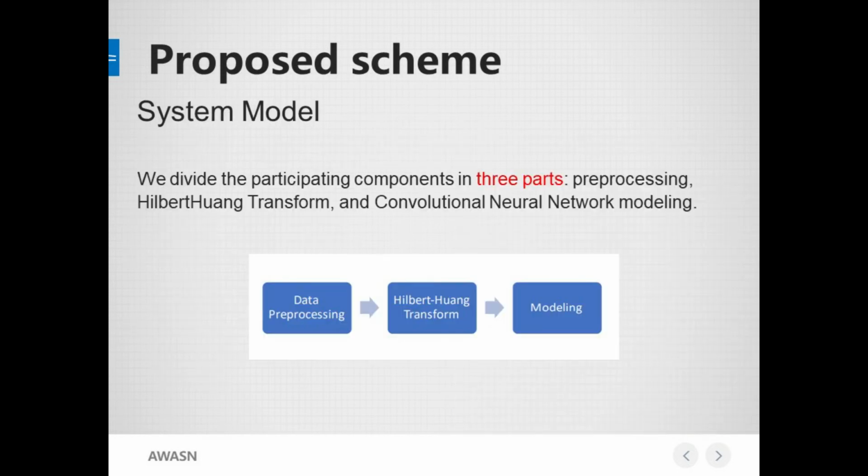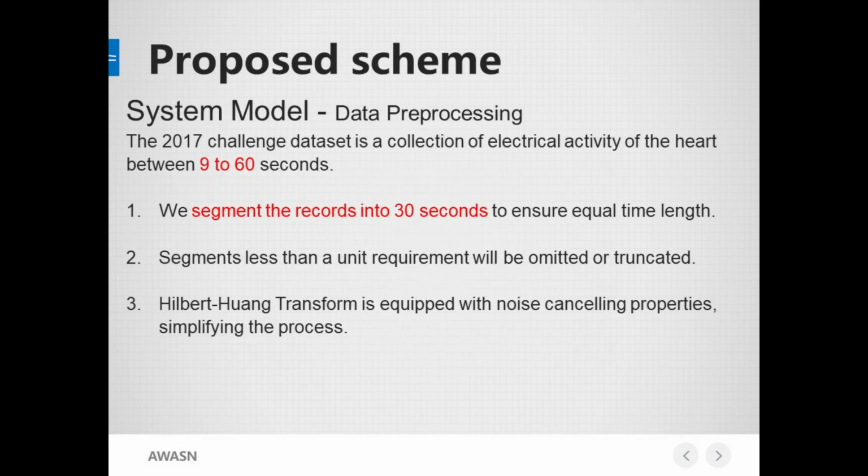After knowing the data's information, we can get into the deeper part of our system model. Our proposed model contains three parts: preprocessing, Hilbert-Huang Transform, and CNN modeling. In data preprocessing, we follow the recommendation of the American College of Cardiology, American Heart Association, and the European Society of Cardiology. We segment the original data, which is about 9 to 60 seconds, into 30 seconds. In addition, segments less than a unit requirement we will omit or truncate.